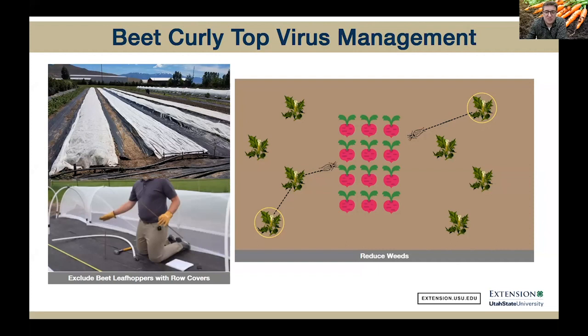And then lastly, you could consider intercropping with or trap crops. So this ties back to the dense planting, where leafhoppers are attracted to plants that are highly contrasted with their surroundings.